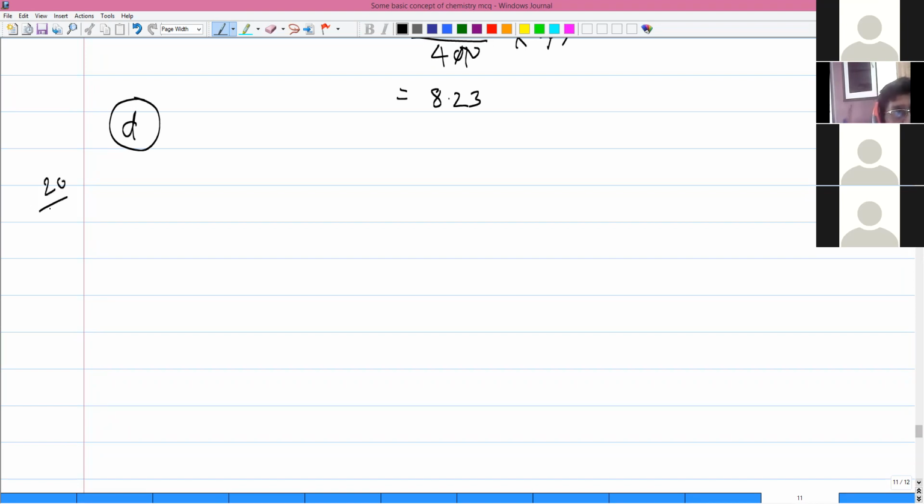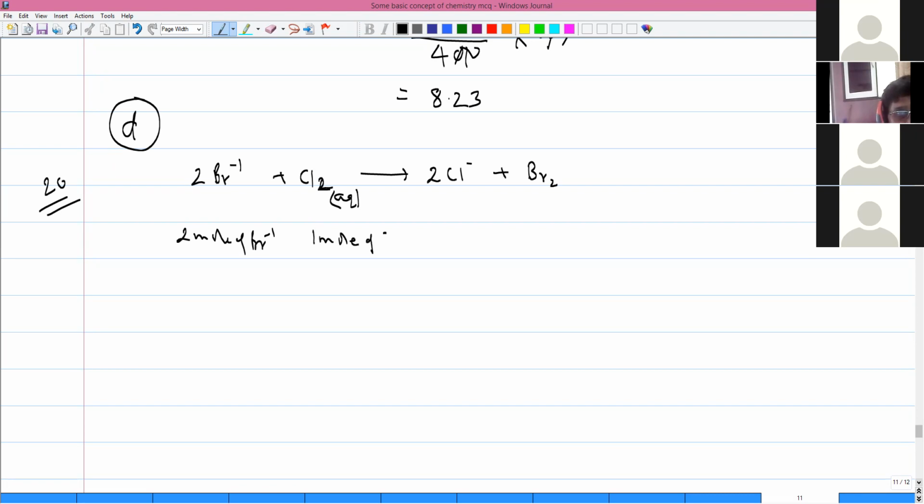2Br⁻ + Cl2 gives 2Cl⁻ + Br2. That is, if we pass chlorine through bromide, we will get chloride and bromine. And this is a commercial way of making bromine. So what you can get here: 2 moles of bromide require 1 mole of chlorine.